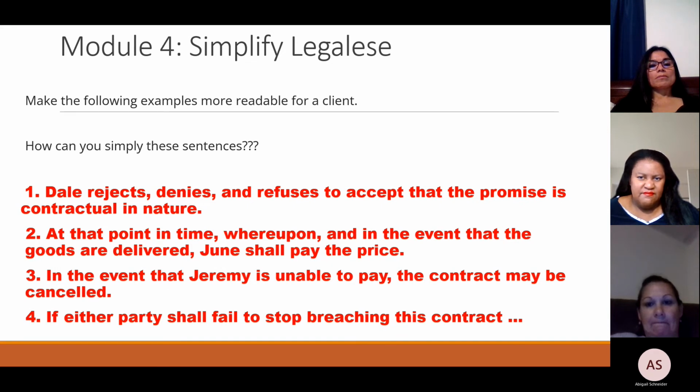In the event that, no lawyer wants to see that. I'm telling you right now, your supervising attorney does not want to see that language. And they will freak out if you submit a memo with that kind of language in it. Number 4, Abigail, maybe you can help me simplify this one. If either party shall fail to stop breaching this contract, blah, blah, blah. If either party fails to meet the terms of the contract or agreement.